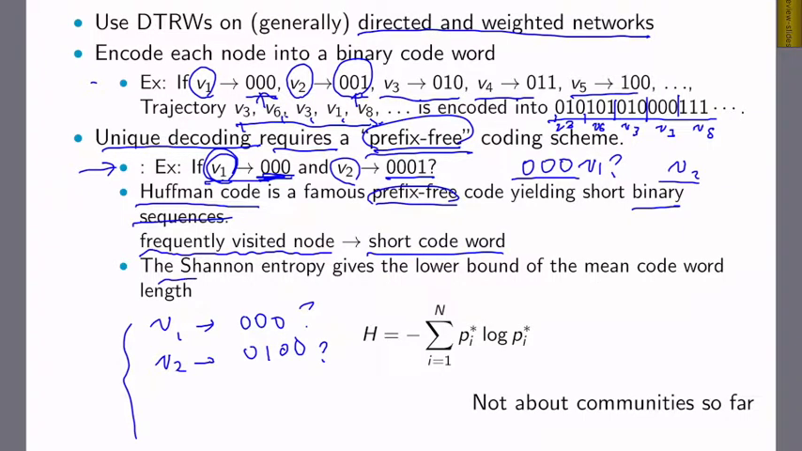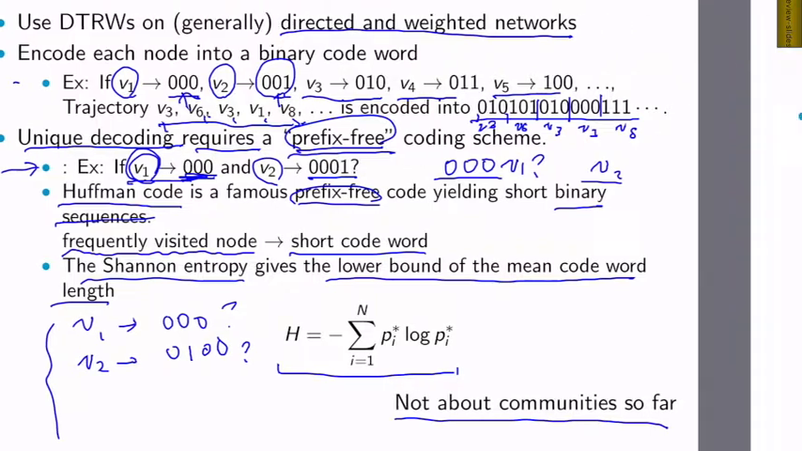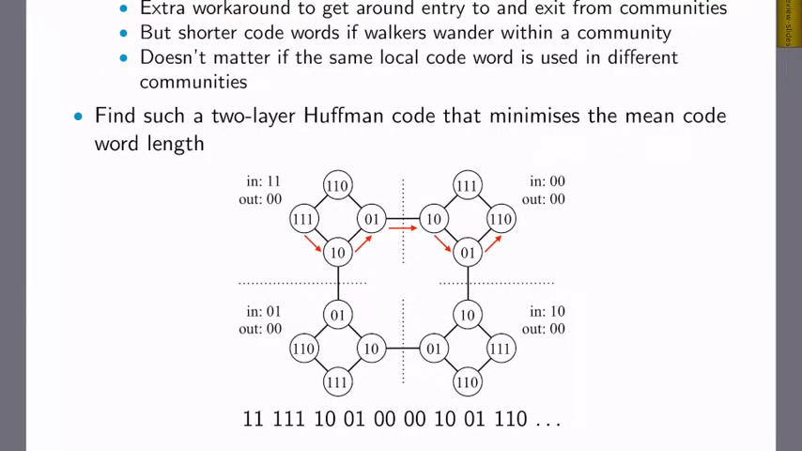And the Shannon entropy, which is defined by this, gives a lower bound of the mean code word length. But this exposition doesn't talk about random walks yet, so we do this in the next slide, I hope. So let's also use the coding scheme local to the individual communities. This is the idea by the authors.